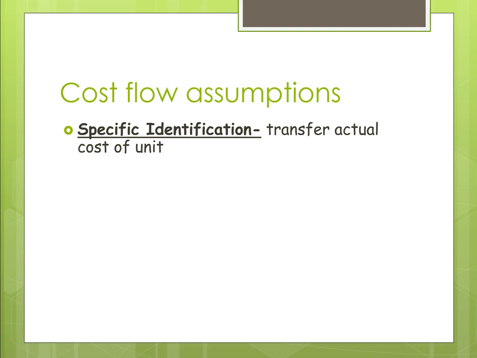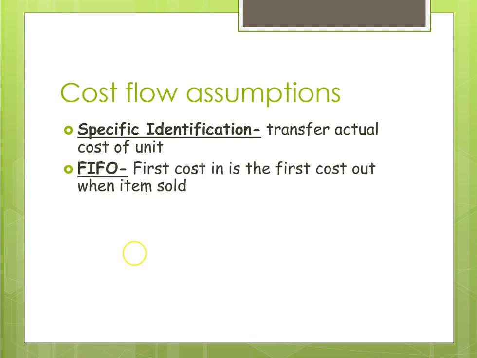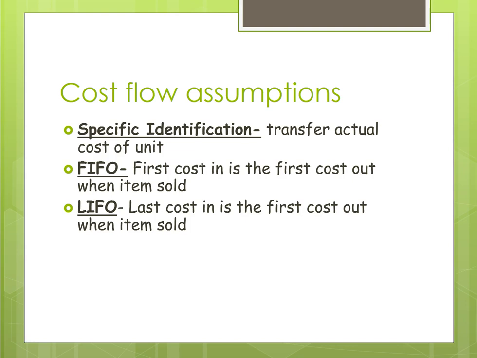The next method we'll talk about is FIFO. Now, I'll actually walk through FIFO, which is the cost flow, not necessarily the flow of the units, but it usually follows normal flow of units, and that is first in is the first out, in terms of transferring cost to cost of goods sold. We then have LIFO, last in is the first out. Again, this determines when they go to cost of goods sold.